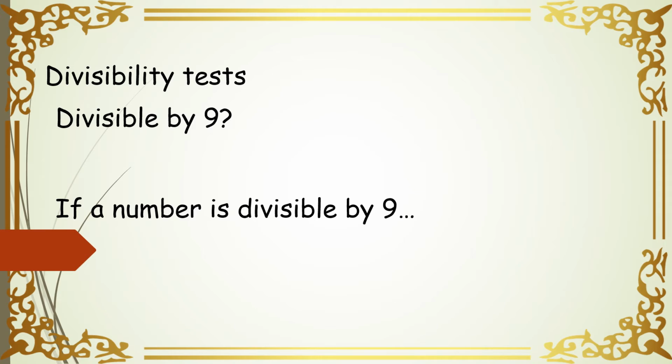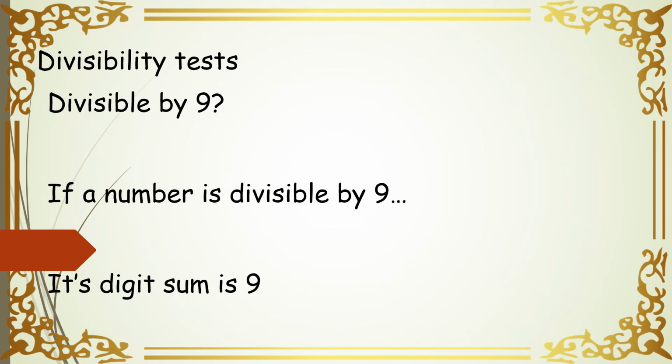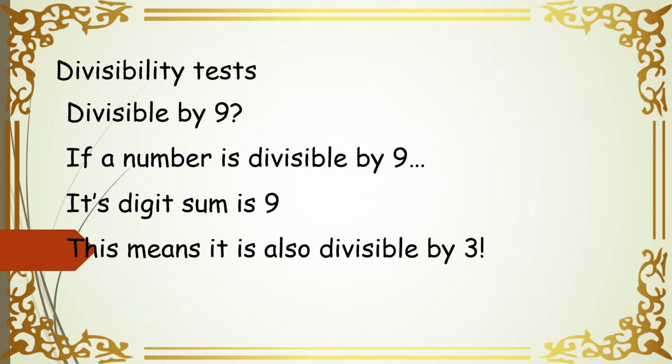Next, let us see whether the given number is divisible by 9. If you want to see the test of divisibility for 9, let us see what are the tricks. If a number is divisible by 9, its digit sum is 9. Okay, if you add them, it should give you a 9. If it gives you 9, then that means that entire number is divisible by 9. Okay, very simple one. If a number is divisible by 9, its digit sum is 9. This means it is also divisible by 3.